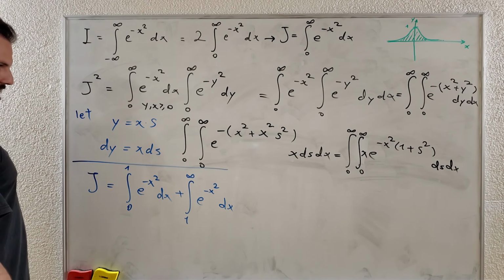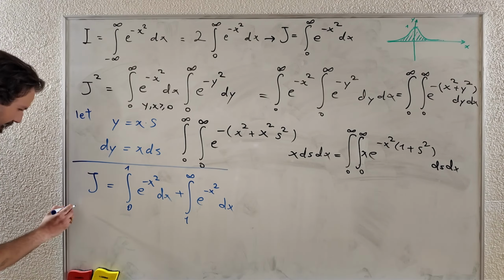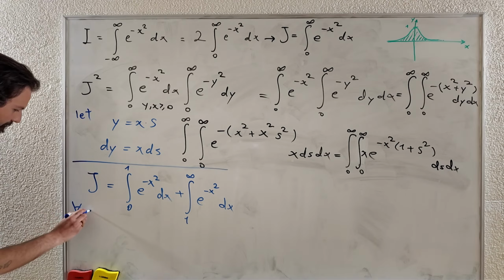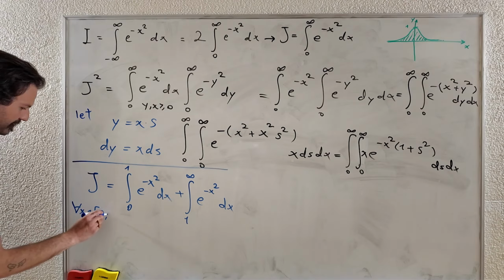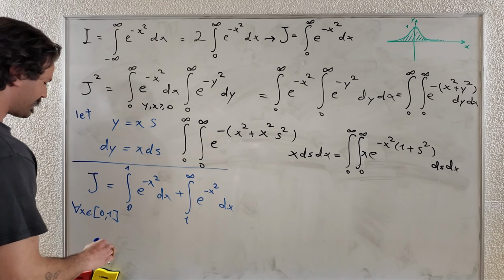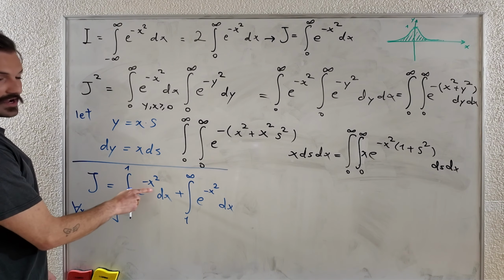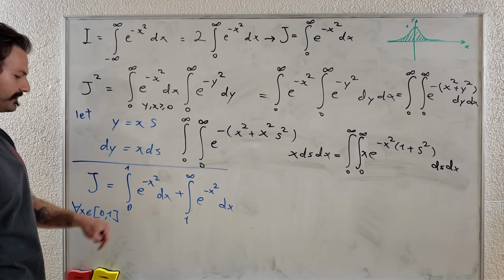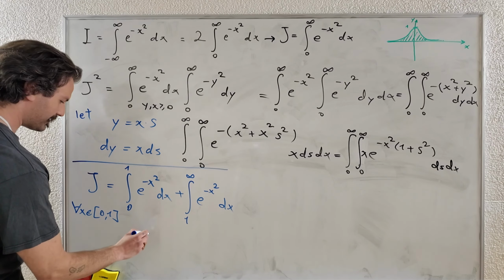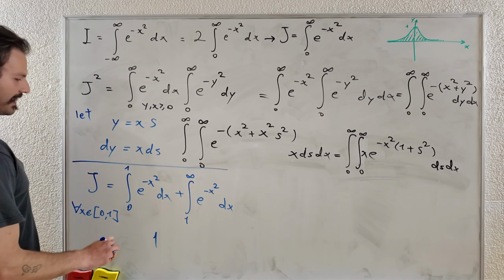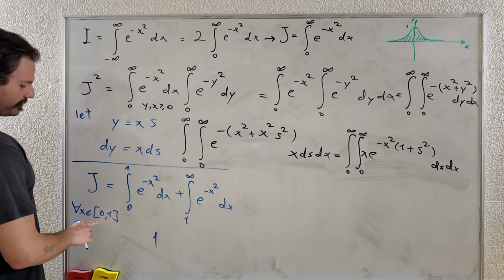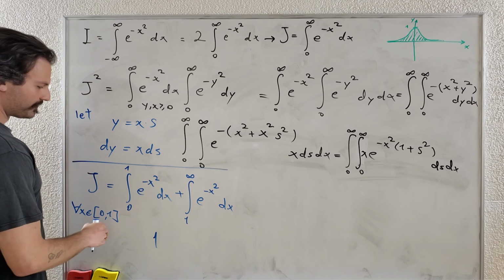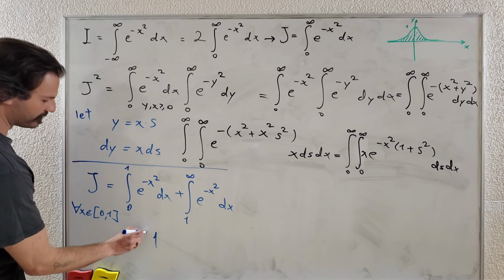All right, let's notice that for all x in the closed interval from 0 to 1, e to the power of minus x squared attains its highest value for x equals 0, right? So this will give us just 1, and for any other value between 0 and 1 except 0, this expression is less than or equal to 1.